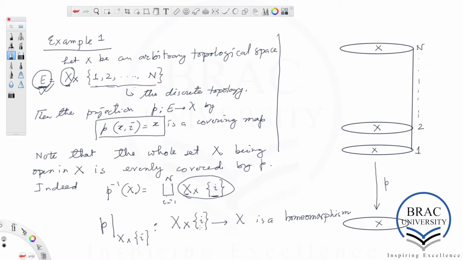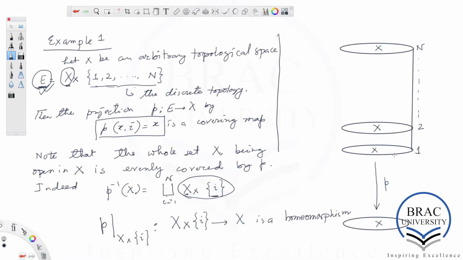Algebraic Topology 1. Towards the end of the previous segment, we discussed this example, a rather trivial example of a covering map and covering space of a given topological space X. The topological space E in this example was an n-fold product of this given topological space X that you can see here in this diagram. But it was a very trivial example.